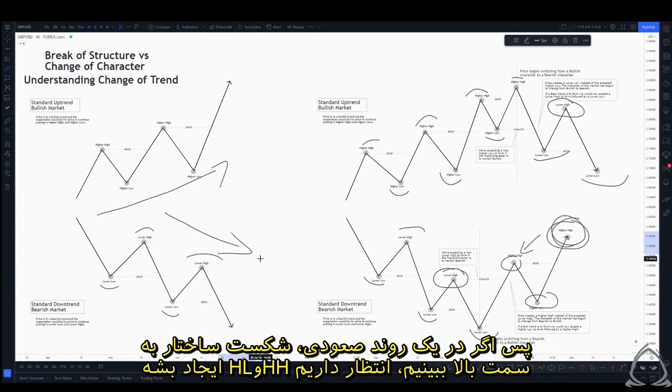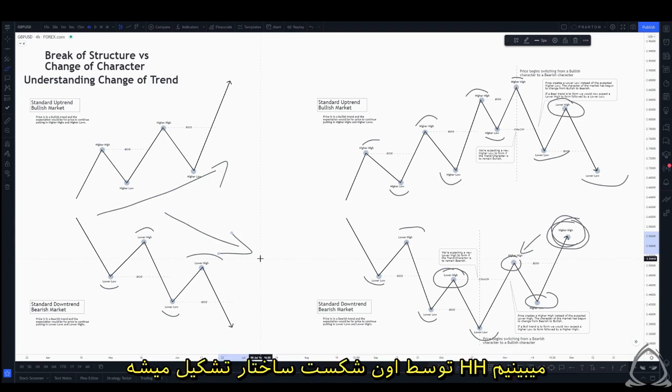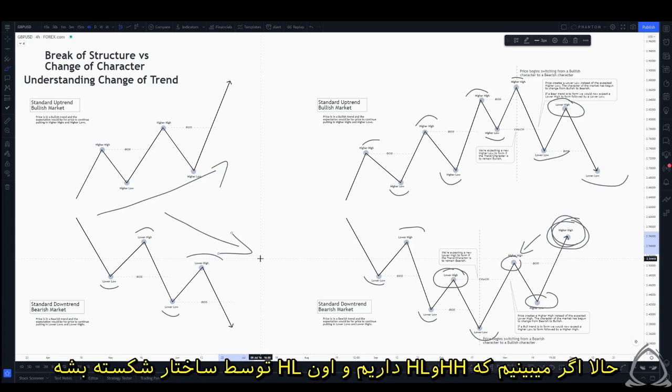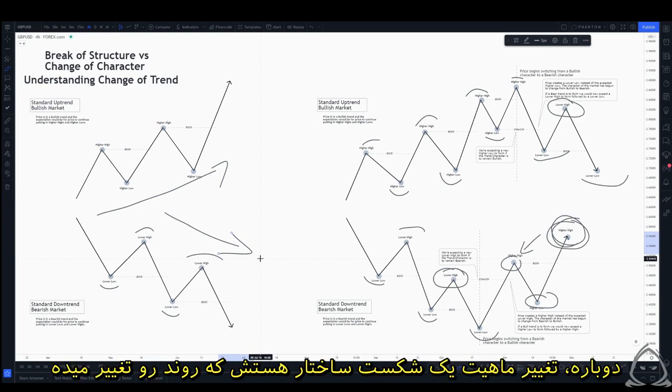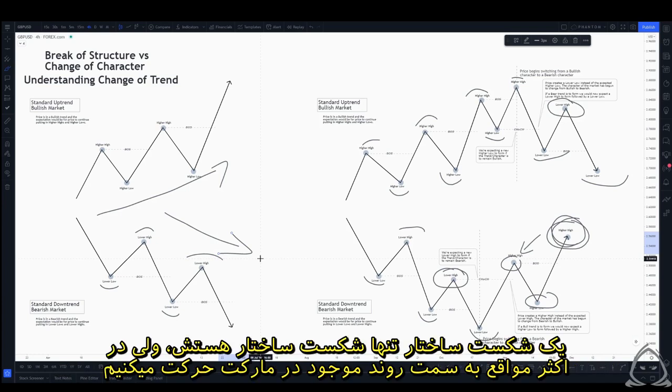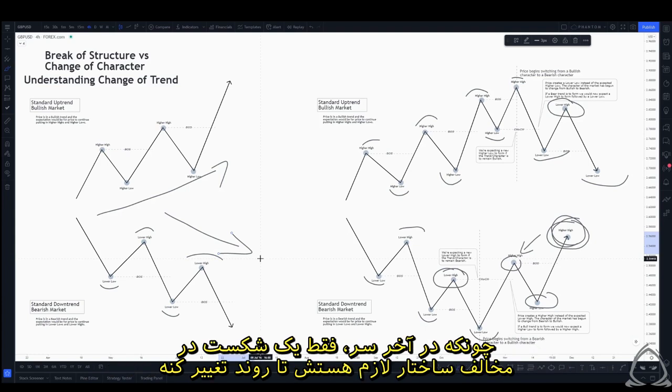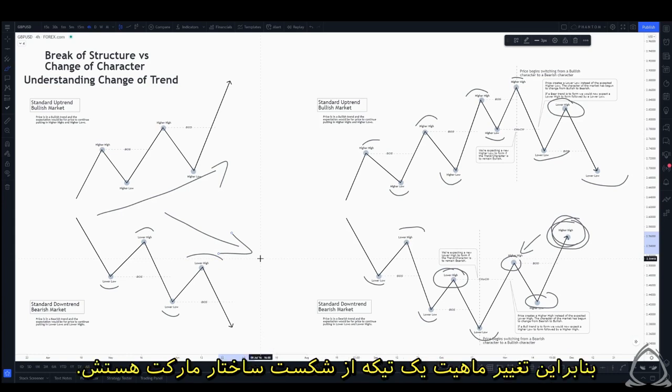So if we see a break of structure to the upside in a bull trend, we're expecting higher highs and higher lows, and we're seeing higher highs forming via that break of structure. Now, if we're seeing higher highs and higher lows, but then that higher low is broken via break of structure, that's a change of character. Again, a change of character is a break of structure that changes trend. A break of structure is simply a break of structure, but more often than not, we gear it towards trending markets, because at the end of the day, it only really takes one opposite break of structure to change a trend. So therefore, a change of character is one point of a break of market structure.